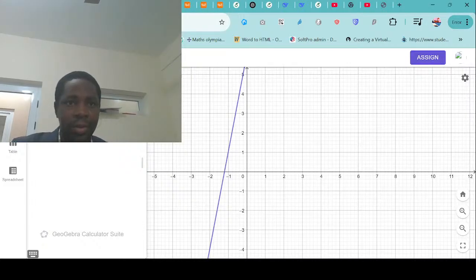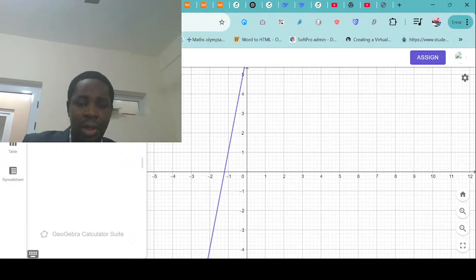I don't know why it's not showing. Let me get rid of this again. Okay, let me use f of x. I can still use f of x instead of y. I hope you are aware of that, right? Let me just write it again. f of x equals 8 over x. Let's see what comes out.